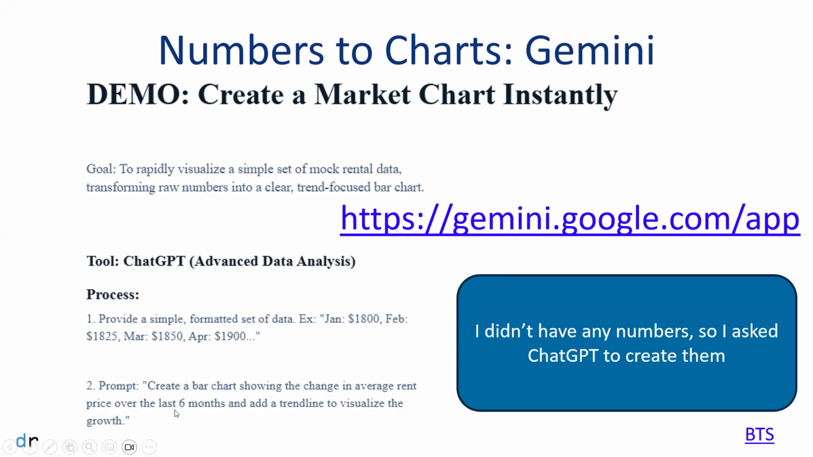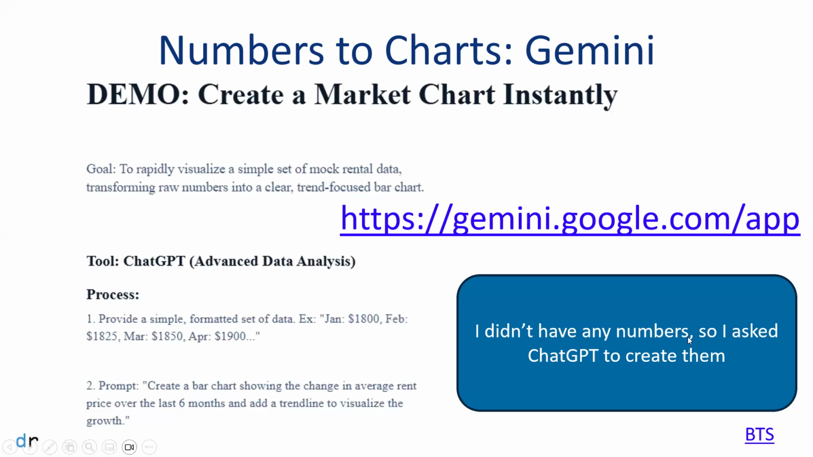last 6 months and add a trend line to visualize growth. Well, what would you need? You'd have to have a spreadsheet with your rent prices for all the different units for however long you want it in there. And then you could upload it to the AI and it would create the graph for you.